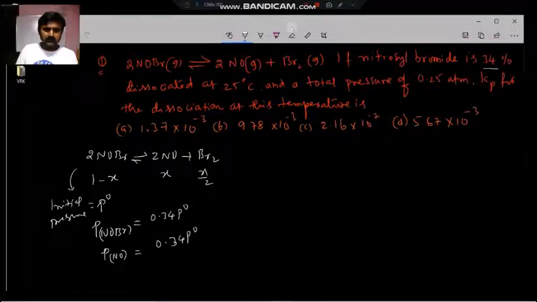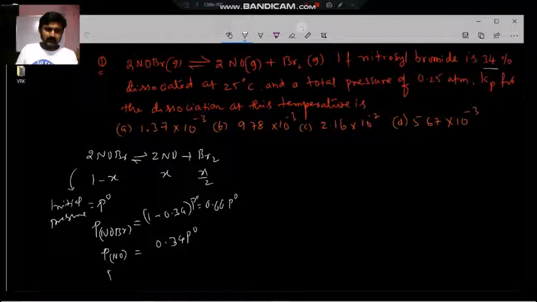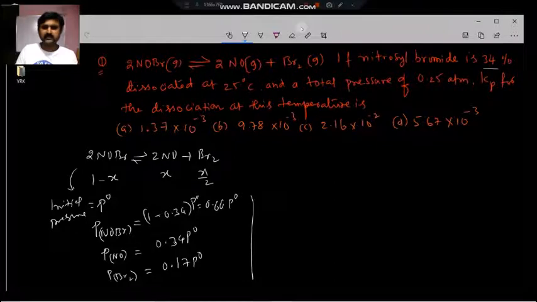And the reactant: 1 minus 0.34 becomes 0.66, so the partial pressure of NOBr is 0.66 P naught. While the partial pressure of Br2 will be 0.17 P naught. Why? Because it is x by 2. The x given in the question is 0.34.